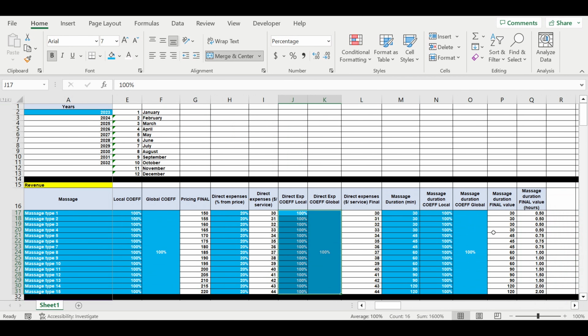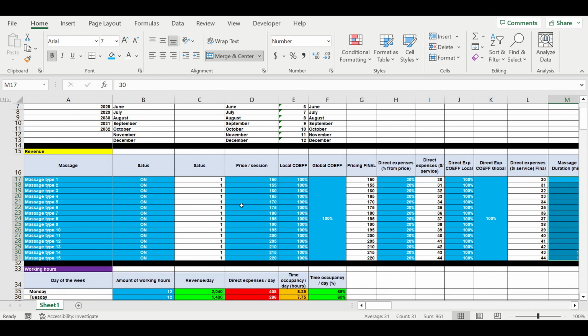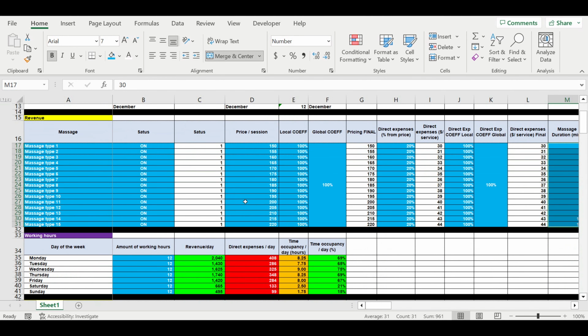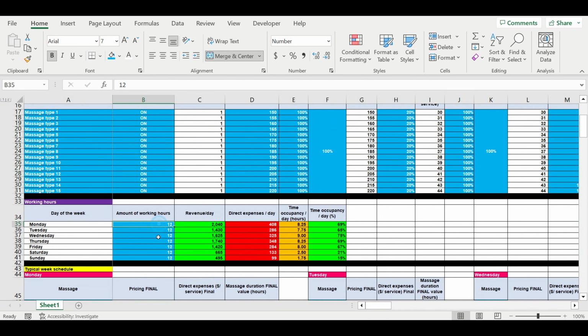For scenario play, we specify the duration of the massage services to make us be able to create the revenue generating algorithm that we will trust. Then we start describing the typical week of our massage salon. So here we specify the amount of working hours from Monday till Sunday.